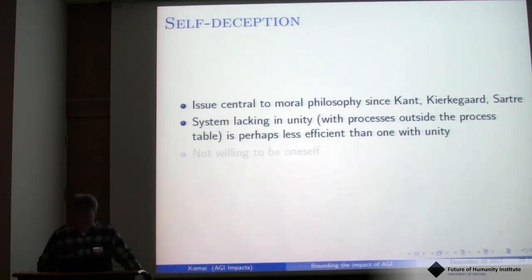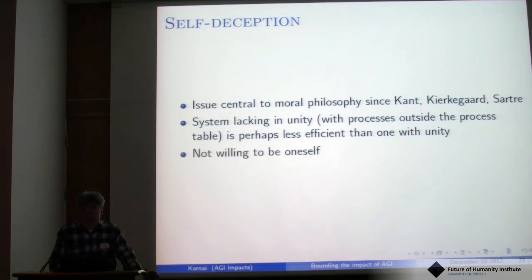It's just a hope that perhaps a system that is lacking in unity, that has some kind of processes outside the process table, is less efficient than one with unity. Now, there is no guarantee of this, right? I'm not saying this is proven, but maybe it is a possible line of attack. And there is also the issue of despair, existential despair, not willing to be oneself, that one needs to consider here. This is somewhat related to the aversion mechanism that was discussed earlier.